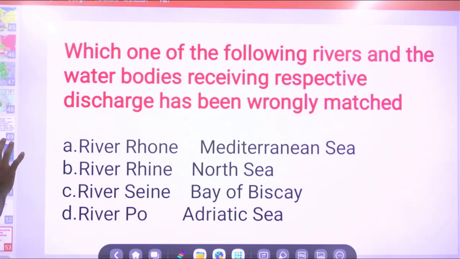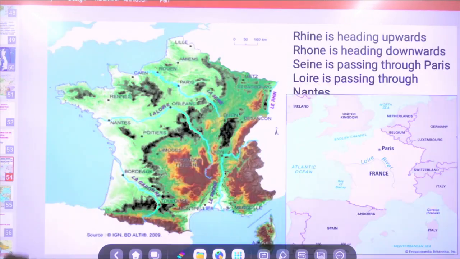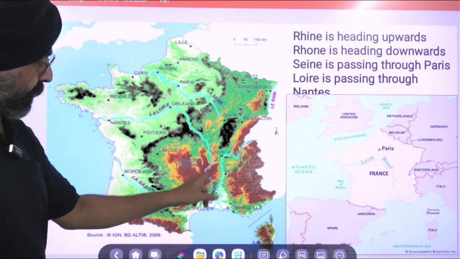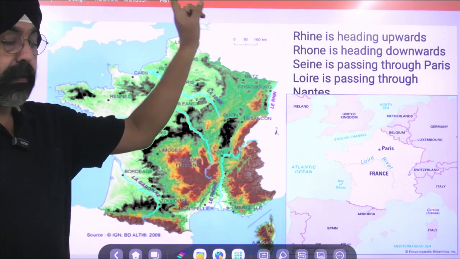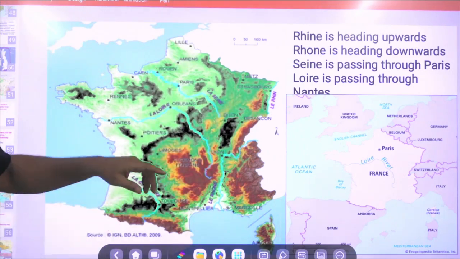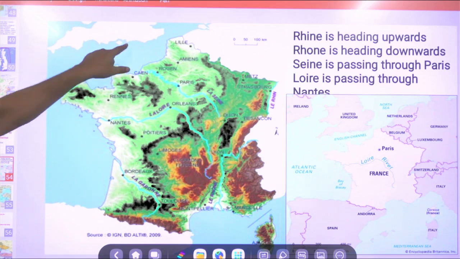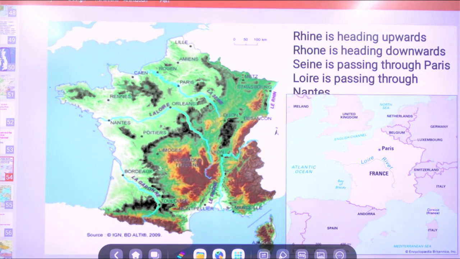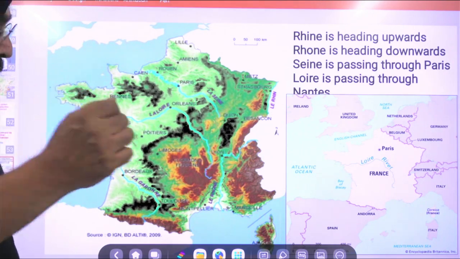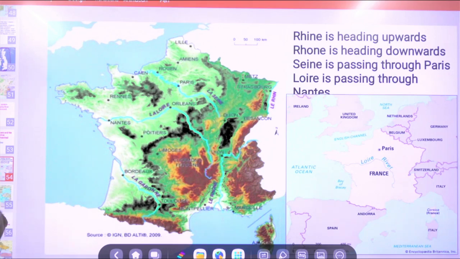Right? Let's see a little bit more maps. This is the river Rhone coming down, river Rhine going northward. And this is the river Seine, it's going into the English Channel. And the river Po goes into the Adriatic Sea, that's France. Now see here.